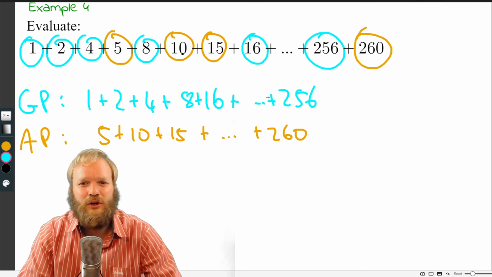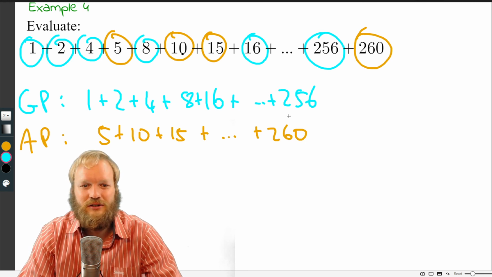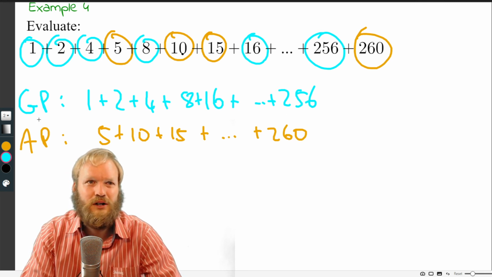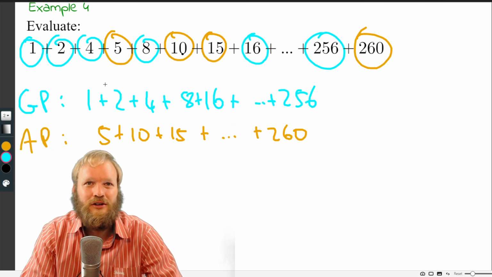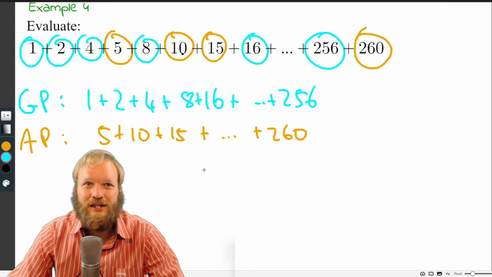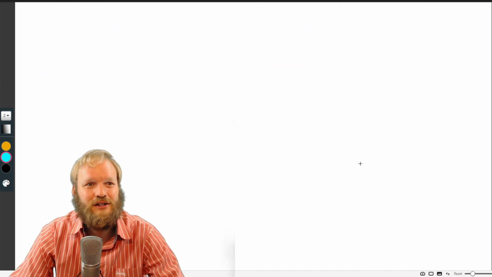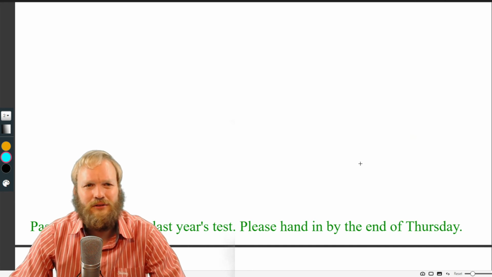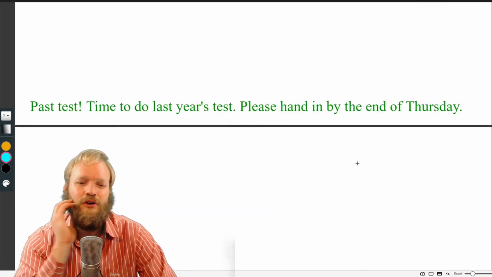I think you know how to work out the sum of each of these. Do you? Well, hopefully you know a, you know r, you can work out the number of terms. You know a, you know d, you can work out the number of terms, sub it into a formula, get your answer. Go for it, and then I'm going to do last year's test.